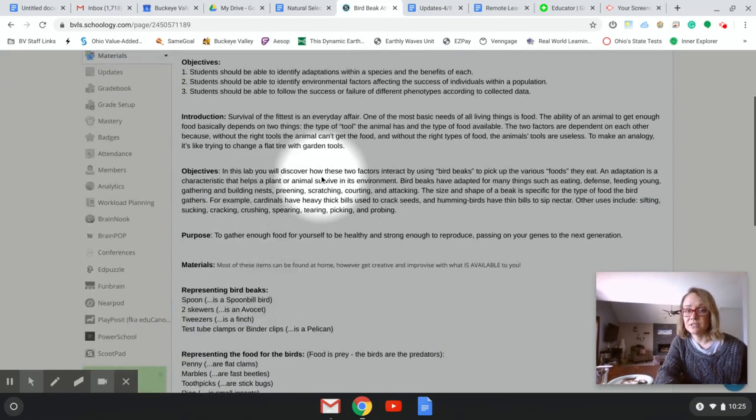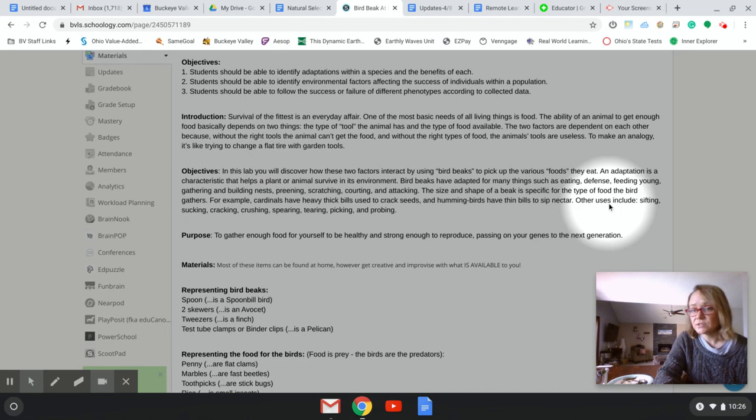In this lab, you'll discover how these two factors interact by using bird beaks to pick up the various foods they eat. An adaptation is a characteristic that helps a plant or animal survive in its environment. Bird beaks have been adapted for many things, such as eating, defense, feeding their young, gathering, building nests, preening, scratching, courting, and attacking. The size and shape of a beak is specific for the type of food the bird gathers. For example, cardinals have heavy, thick bills used to crack seeds, and hummingbirds have thin bills to sip nectar. Other uses include sifting, sucking, cracking, crushing, spearing, tearing, picking, and probing.